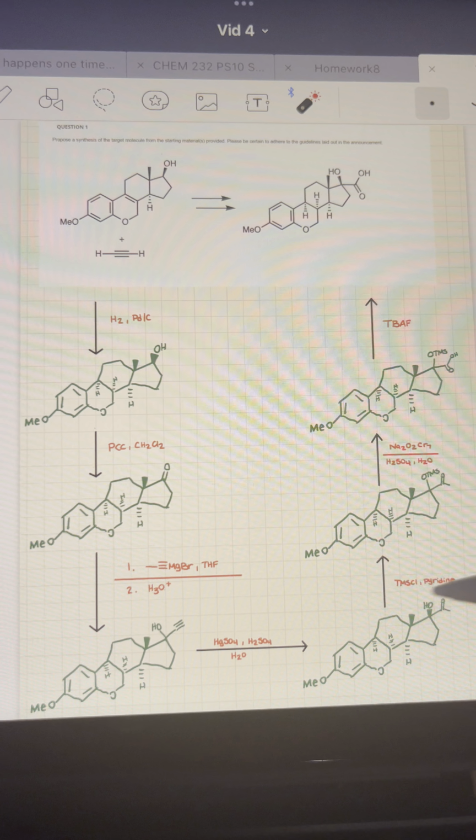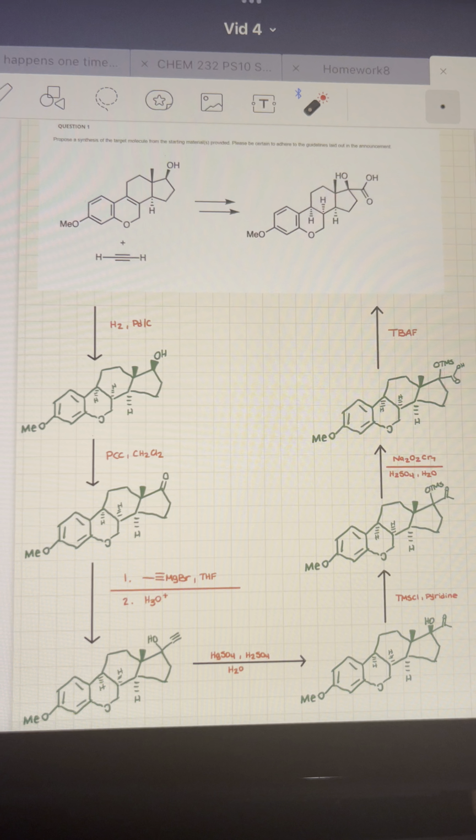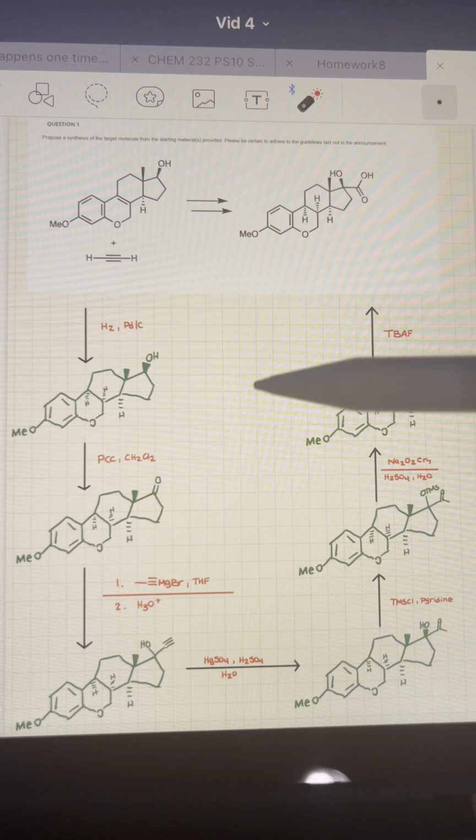So this is the stepwise synthesis, and I believe that this is the best possible synthesis because it follows all the rules.